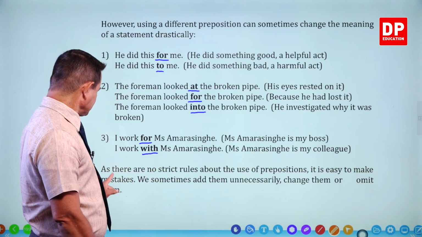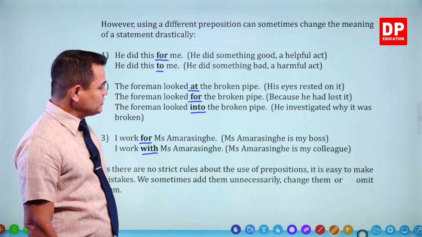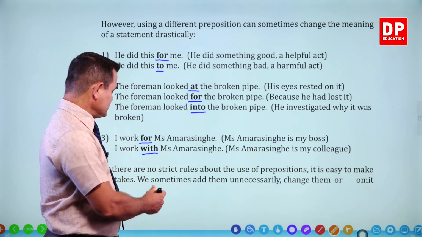See the difference. As there are no strict rules about the use of prepositions, very important. There are no strict rules.